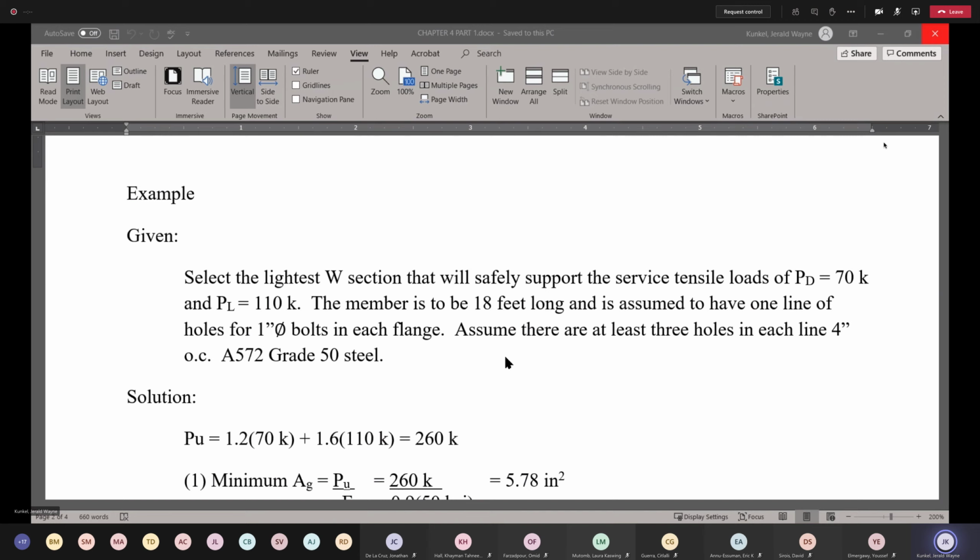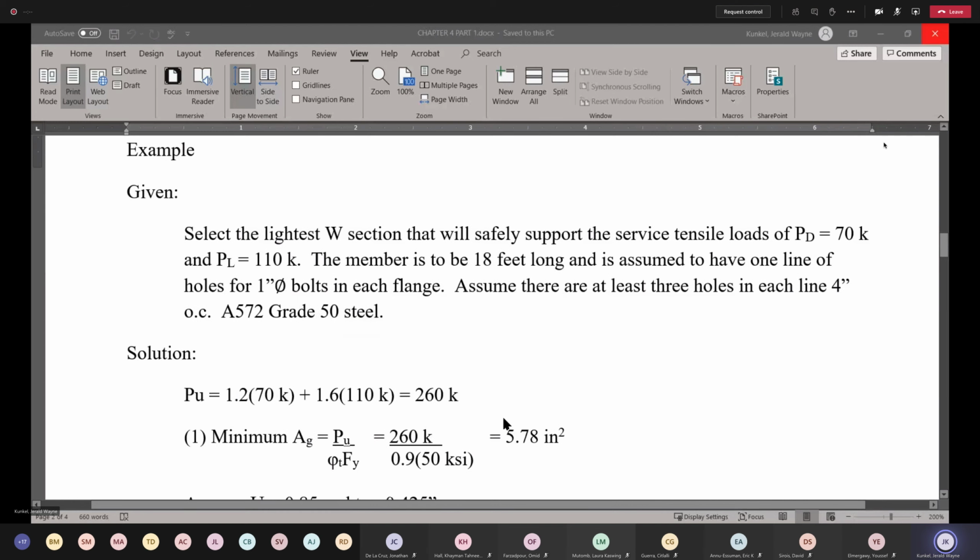And then I think that equation says plus something, 0.5 times the roof load. We ain't got any of that. So we'll factor the load by saying we'll take the 70 kip dead load, multiply it times 1.2. We'll take the 110 kip live load, multiply it times 1.6. And here's our load, 260 kips. That is the factored load.